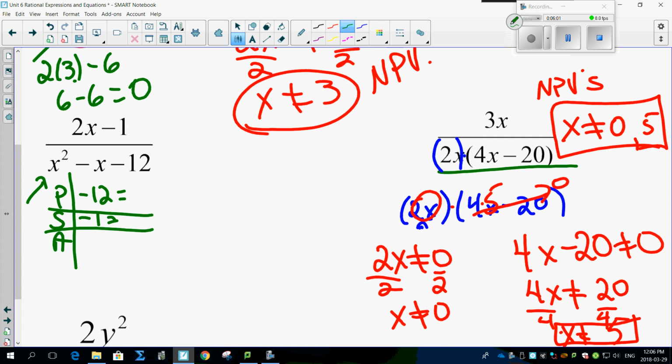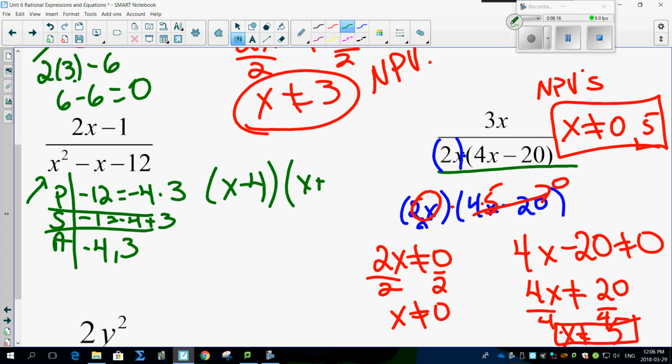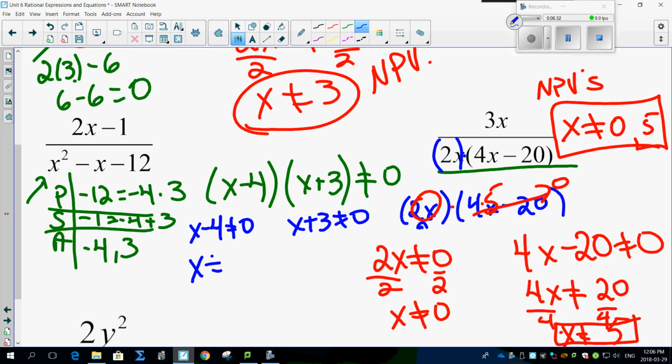Okay, so two numbers together give us minus 12. Minus 4 and 3 work, because minus 4 plus 3 adds up to minus 1. So your answers are minus 4 and 3. You write this out in factored form: x minus 4, x plus 3. And remember, neither one of these can equal 0, because if they do, guess what? Kaboom, it doesn't work. So that means x minus 4 can't equal 0, and x plus 3 cannot equal 0. And you do them separately. x cannot equal 4, and x cannot equal minus 3. There's your two NPVs right there.